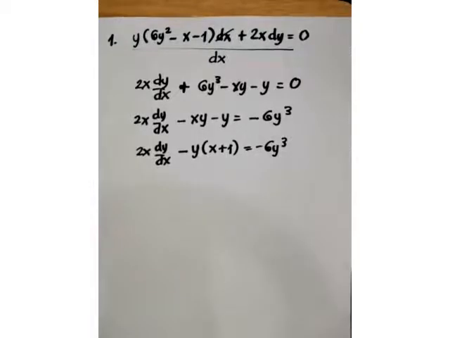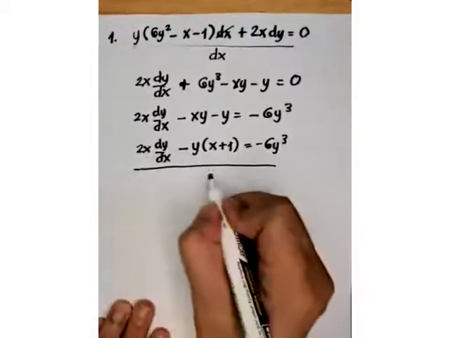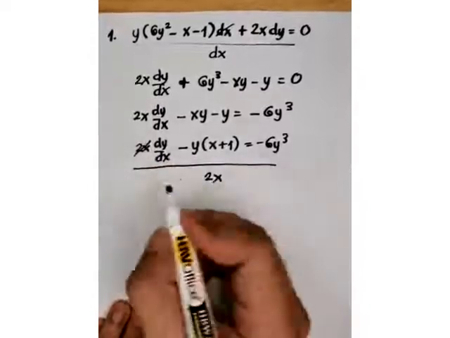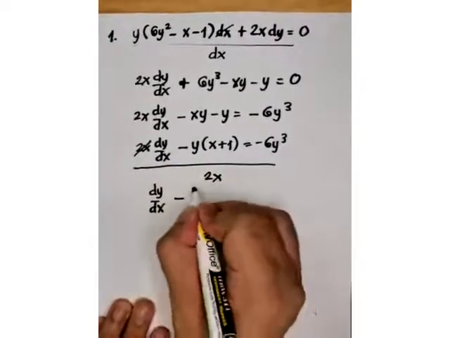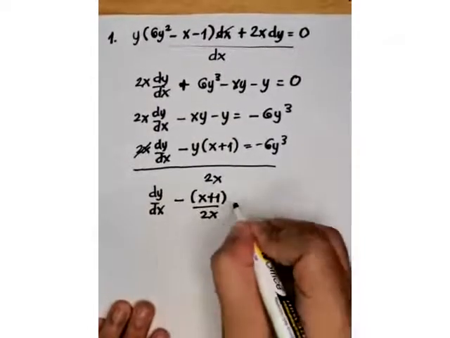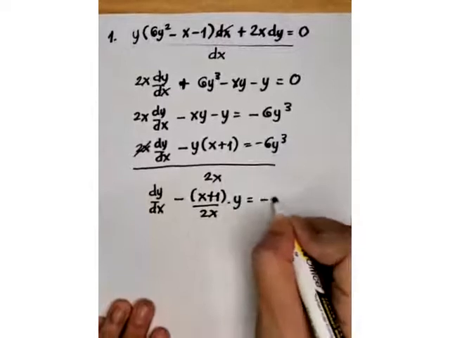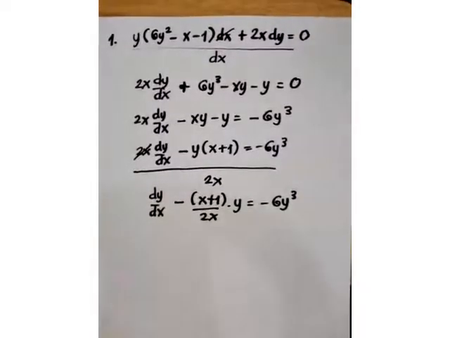Ayan. And then, let's divide this by, syempre dapat wala yon 2x. Cancel. So, dy over dx minus the quantity x plus 1 over 2x times y is equal to negative y raised to 3. Okay, na-transform na natin yung ating equation. Okay, so let's continue.